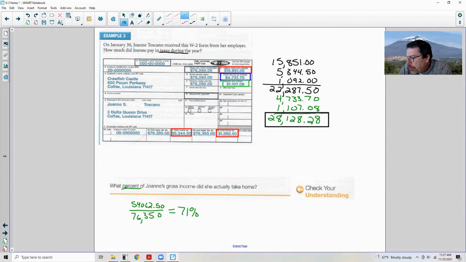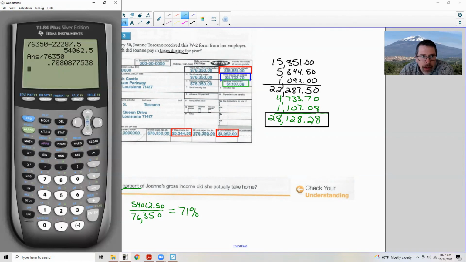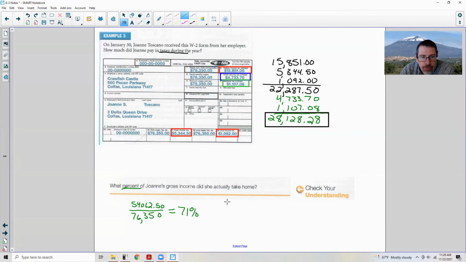So how did they get 63%? If I now take the total tax, which is 28, now let's see what that's going to be. That would be my total, 76,350, my gross, minus all the taxes, including FICA, which is $28,128.28. And I get $48,221.72. I believe that's what that said.